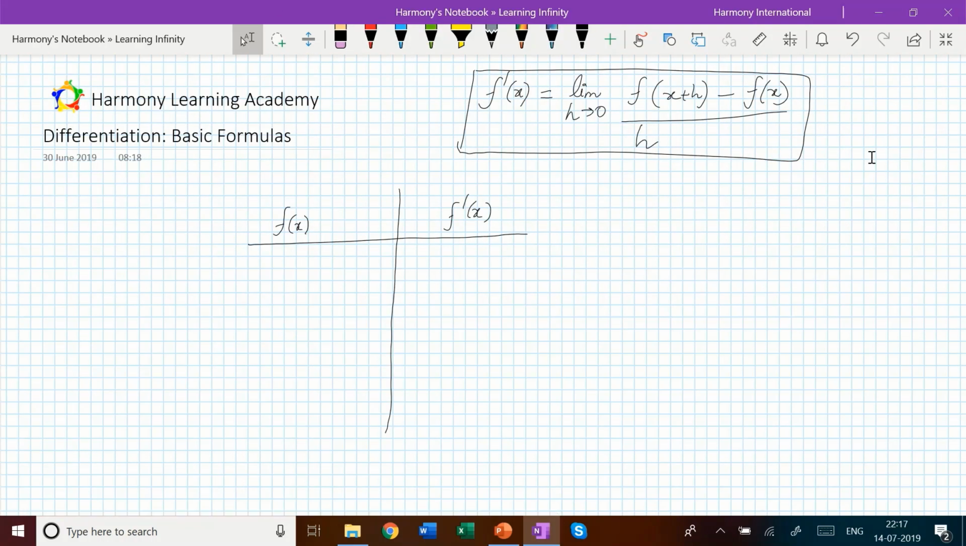Let us now sum up what we have learned. When you have f(x) equal to x, then the derivative will be 1. When we have f(x) equal to x to the power n, the derivative will be n x to the power n minus 1. When we have f(x) equal to sin x, it will be cos x. And when we have f(x) equal to e to the power x, the derivative will also be e to the power x. So in the description below, I have given a PDF file where you can find all the other basic formulas that are required for differentiation.